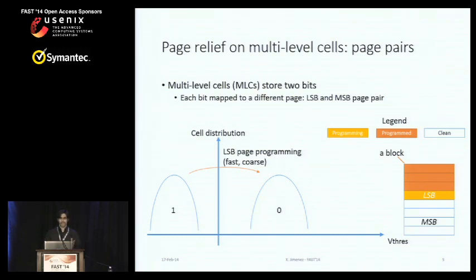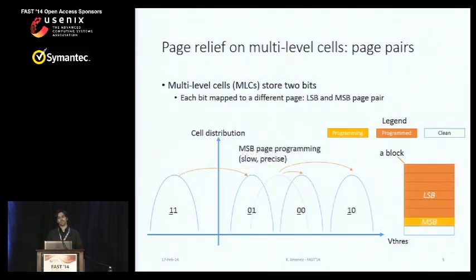This programming is very fast because it's very coarse. It doesn't require a very narrow distribution. And then eventually we get to program the MSB, the second page, which targets 3 different voltage levels, requires the distributions to be narrower, requires more precision, and is slower.